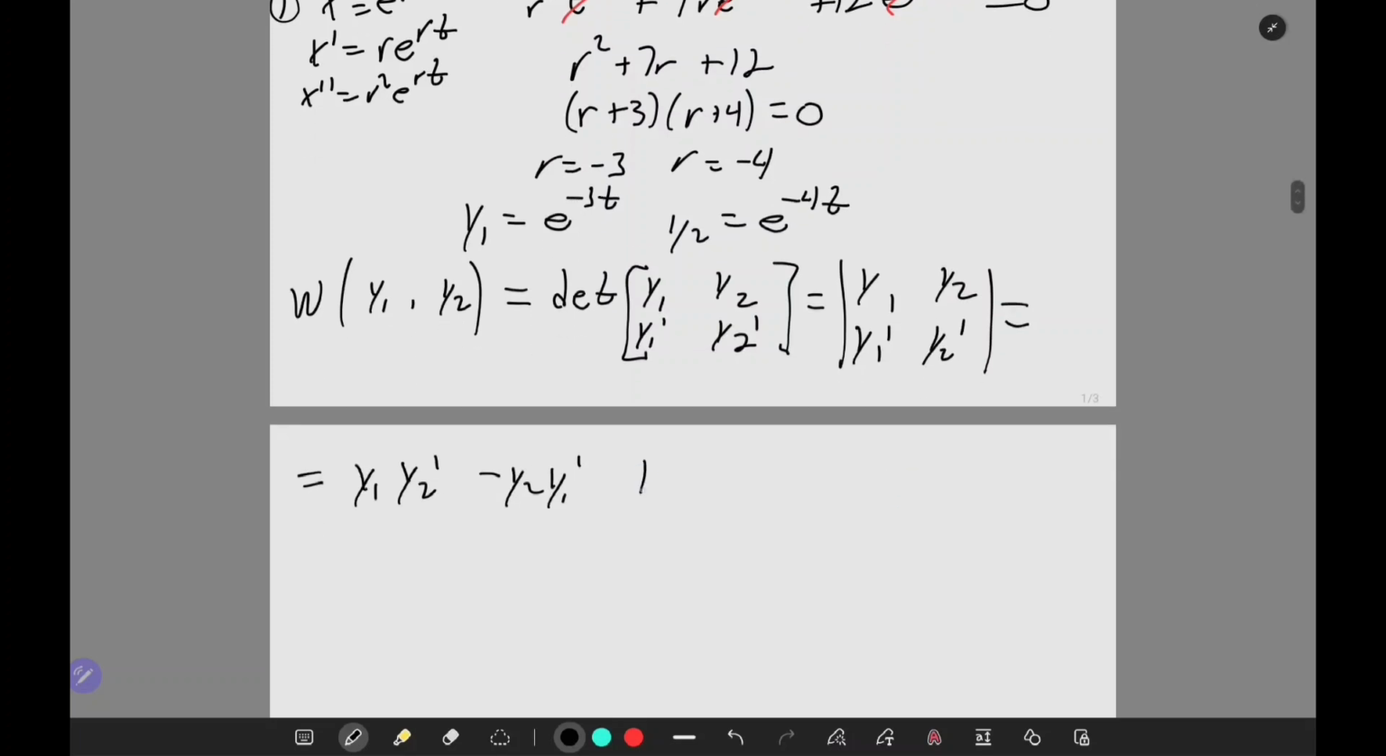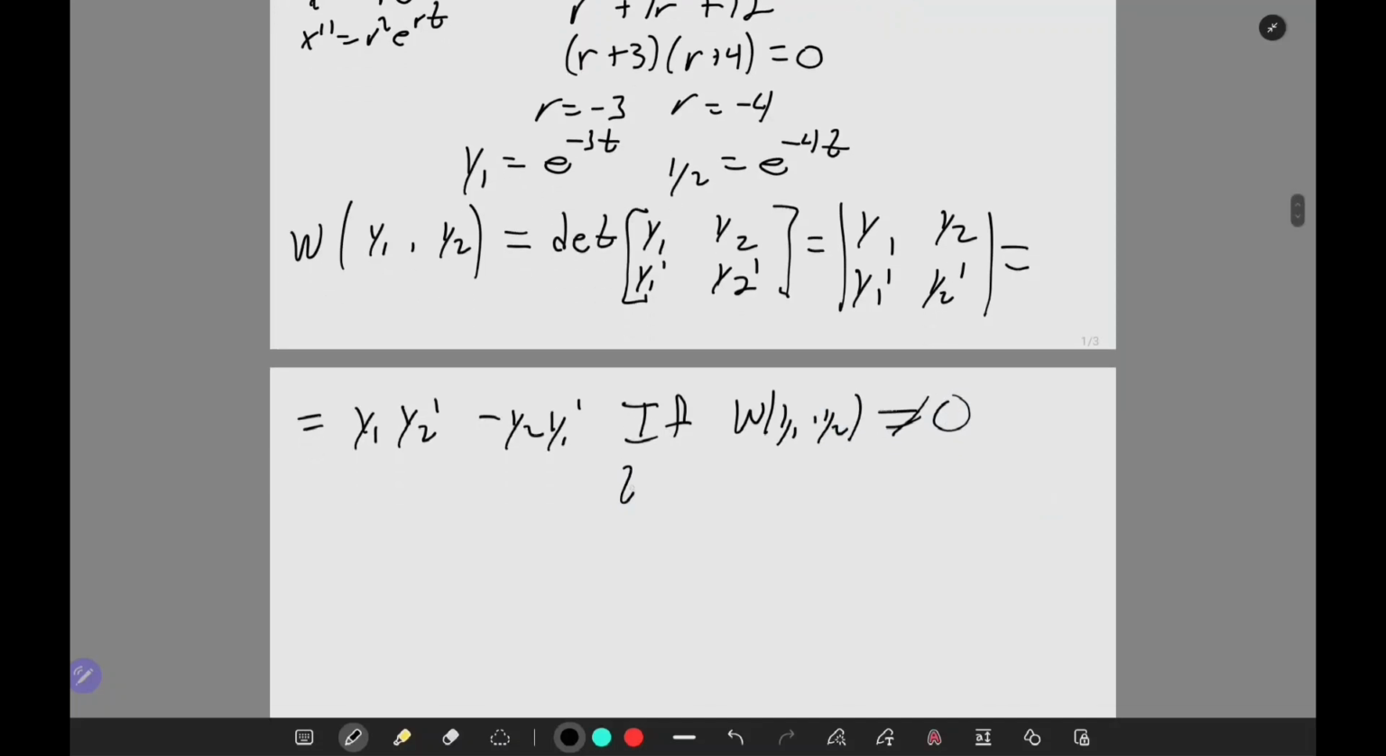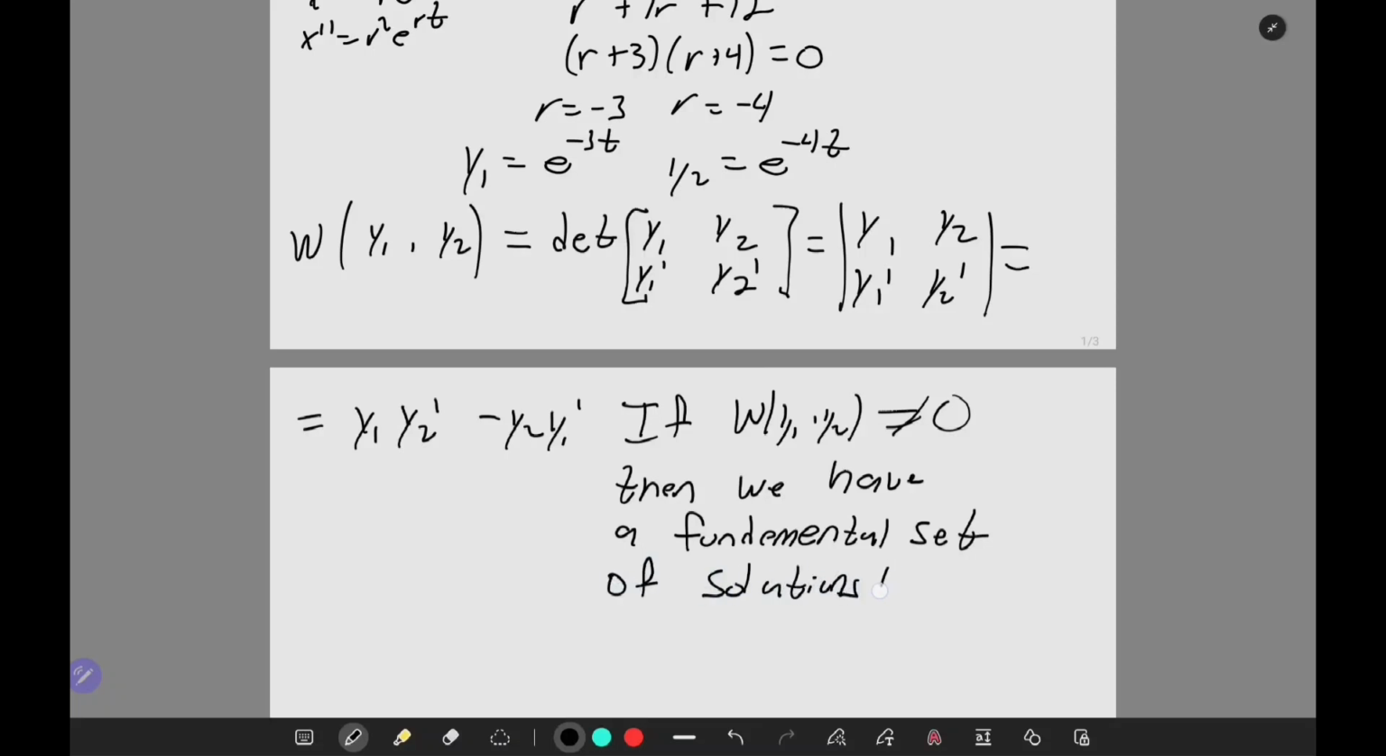And then if the Wronskian of y1, y2 is non-zero, then we have a fundamental set of solutions.